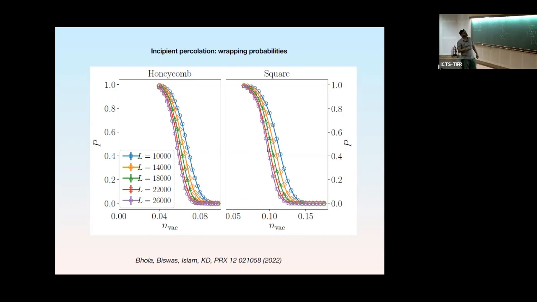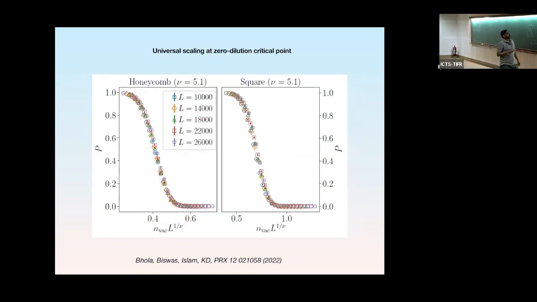And here I'm showing you this probability as a function of dilution and various sizes ranging from 10,000 by 10,000 to 26,000 by 26,000. So in percolation theory, I'm sure this audience knows, I don't have to show you this. The crossing or wrapping probabilities would cross at a critical point of percolation. They're not crossing, but they look like they want to cross at zero. So what we did is we asked if we can make a scaling theory of this with this assumption that there's incipient percolation, a zero dilution critical point.